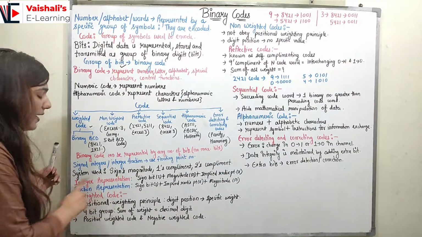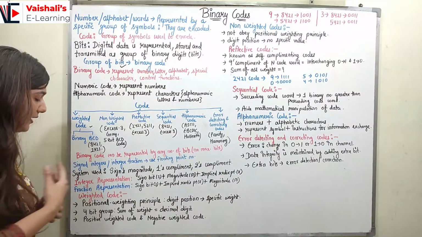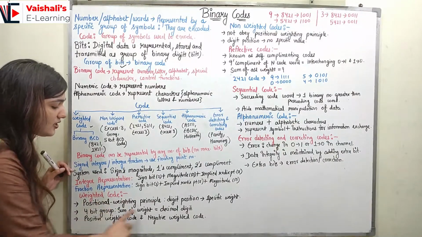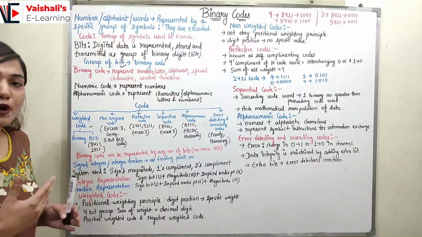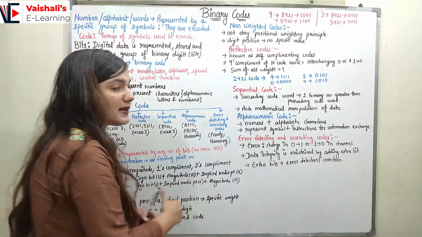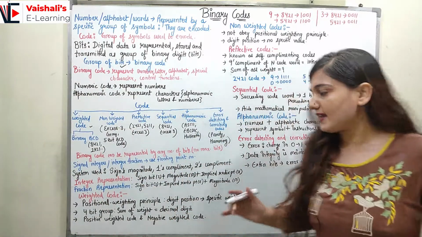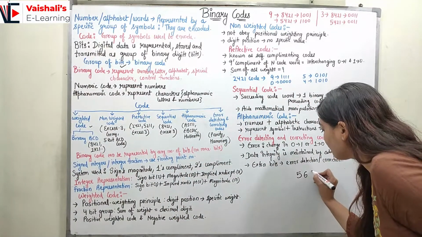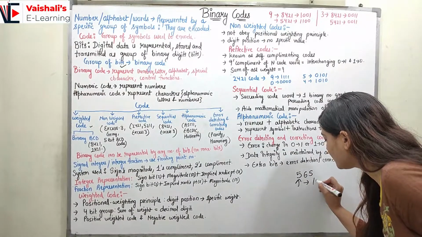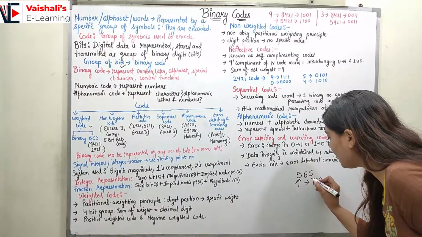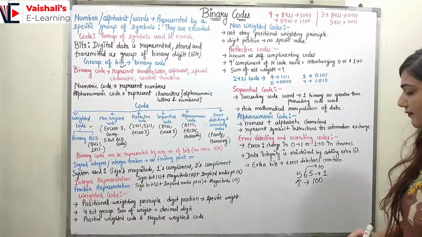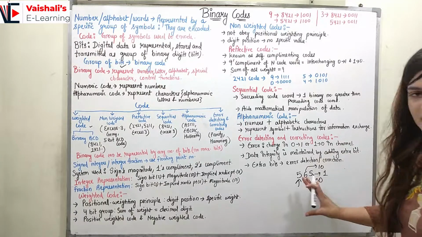Coming to the weighted code. So now the BCD code is a weighted code. So it obeys the positional weighting principle. So what is the positional weighting principle? Each position is having a specific weight. So if I say a decimal number 565, in this decimal number the 5 will be having the positional weight of 100. So now 6 will be having the positional weight of 10 and 5 will be having the positional weight of 1. So this is the decimal representation.